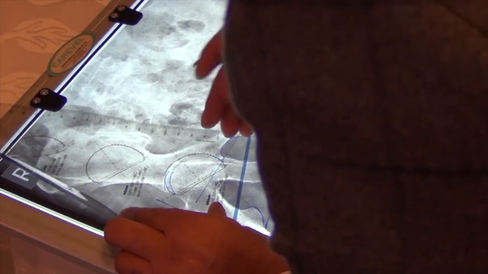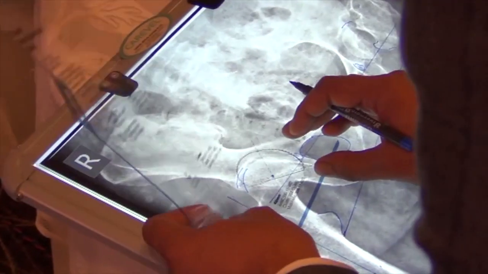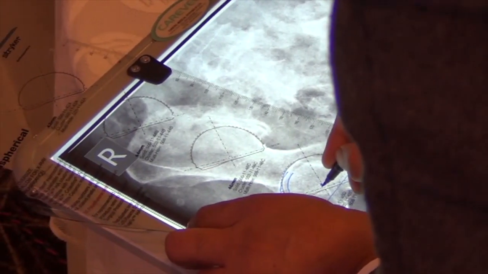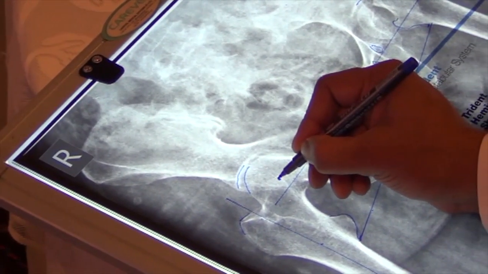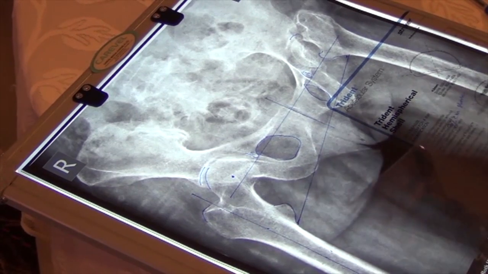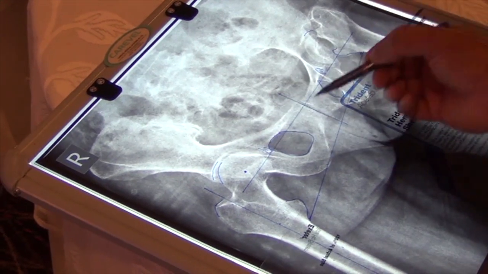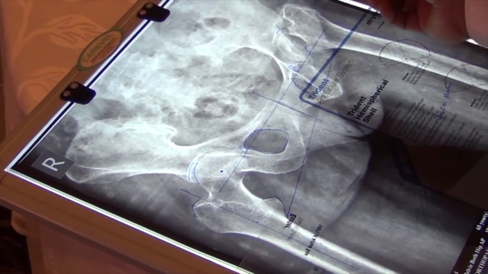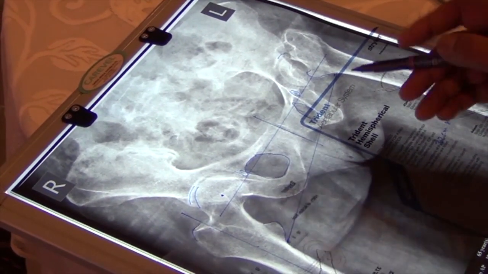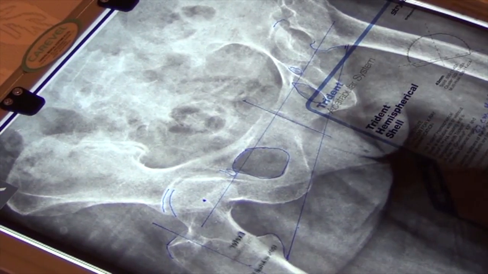So once you have templated that, you put the center of rotation, which is normally marked here. So this is your center of rotation of the hip, and we need to find out now the center of rotation of the acetabulum. In pathological hips there will be a different center of rotation for the femur, which we can identify as well and see the difference in leg length. But in this one, because it's a normal hip, the center of rotation of both the femur and the acetabulum corresponds with each other.